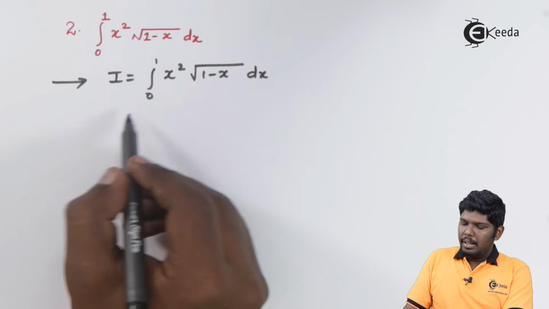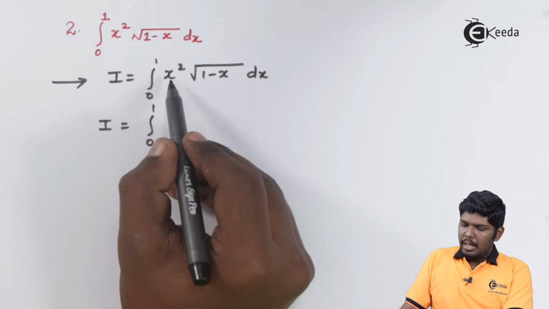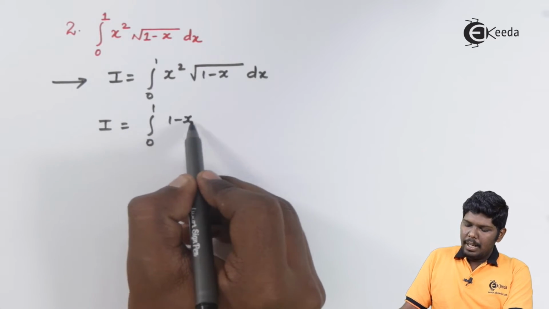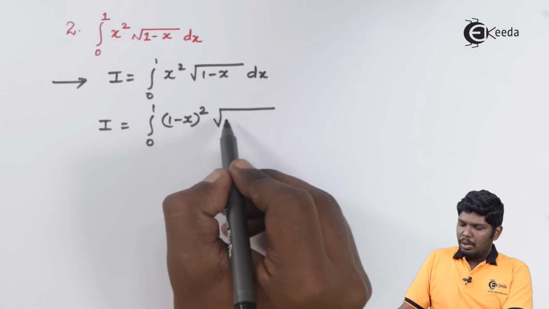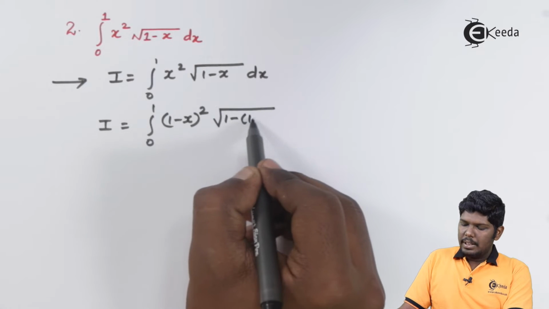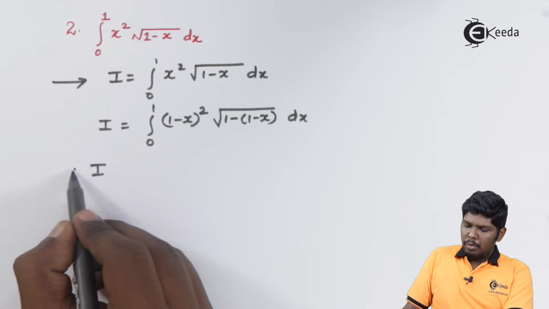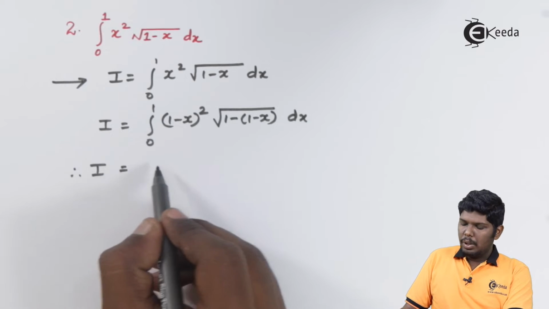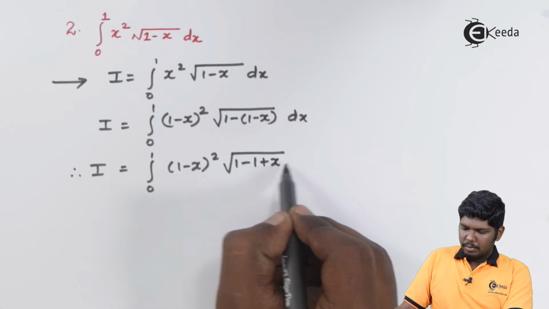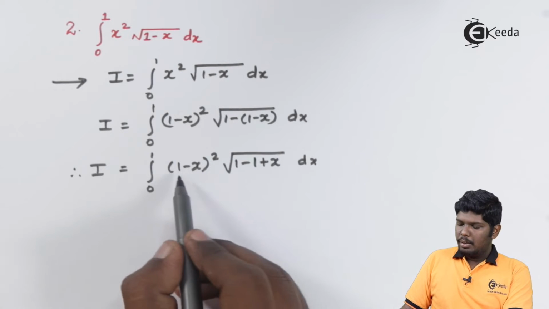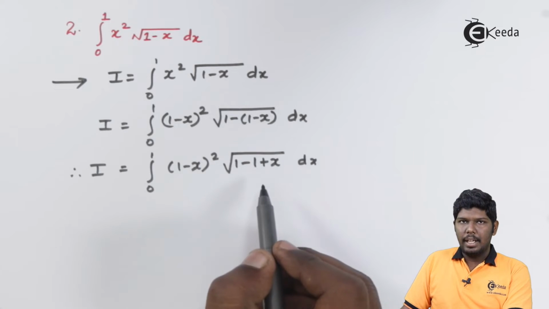Here using that property, we have I is equal to integral 0 to 1. X will be replaced by 1 minus x. Here we have whole square under root 1 minus of the value of x is again 1 minus x dx. On further solving, this will give you I is equal to integral 0 to 1 minus x the whole square under root of 1 minus 1 plus x dx.